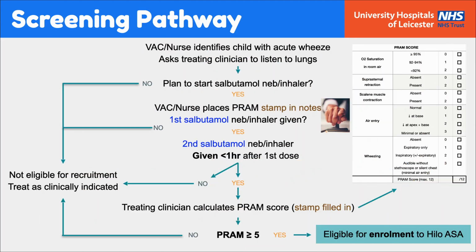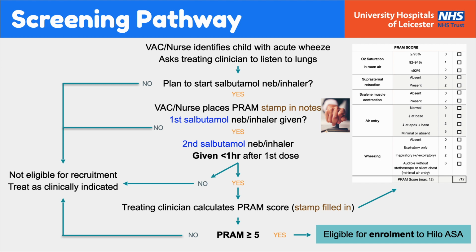So this is an outline of our screening pathway here at the Leicester Royal Infirmary. Children presenting with wheeze to the department are identified by our visual assessment clinician or VAC nurse, and they would ask the treating clinician to listen to the lungs to see if that child needed some bronchodilator therapy. If not, the patient is not eligible for recruitment and goes down the left-hand side of the screening pathway.